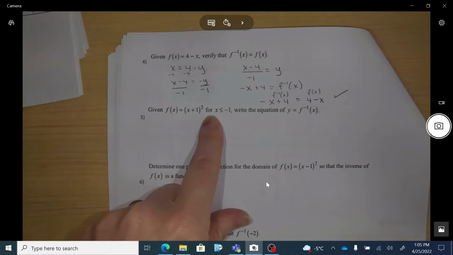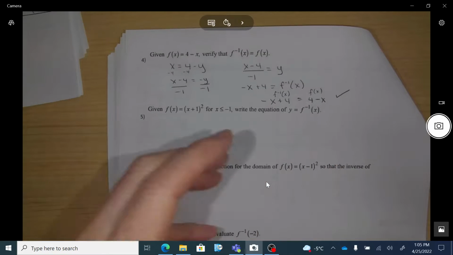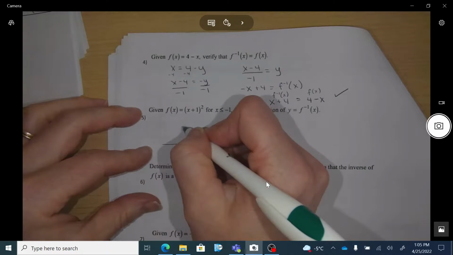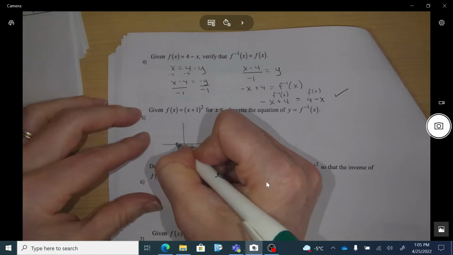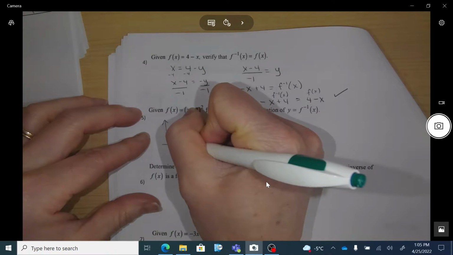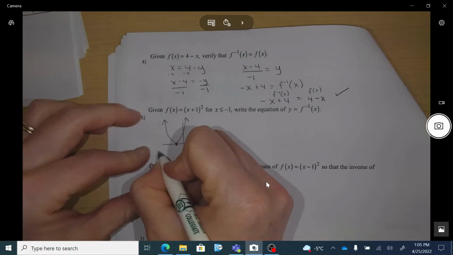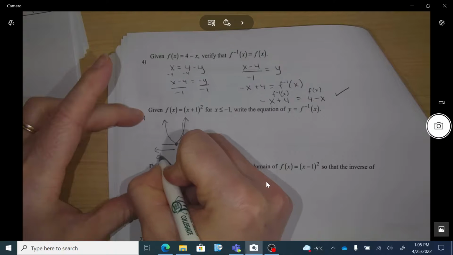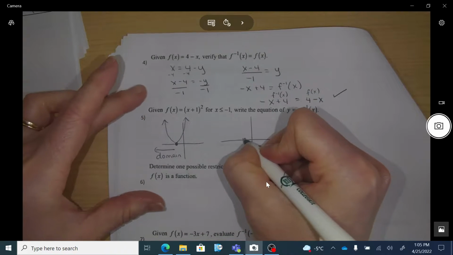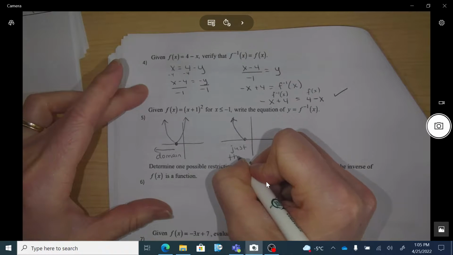So given this, for x less than or equal to -1, write the inverse. Why did I have to do that? Because this is a parabola, shift it left 1. And that's that. But the domain is that way. So just this.